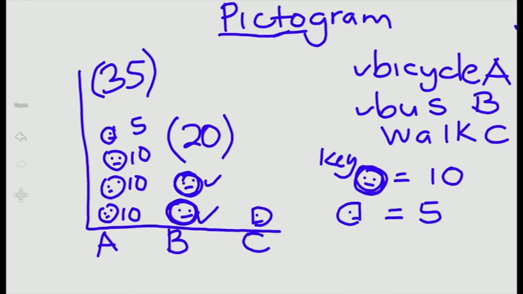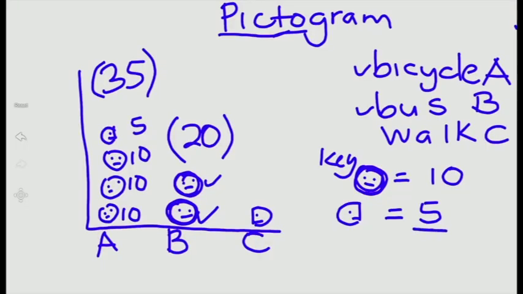Once you see half of a face, go and refer to your key. Keep using the key, because the key is giving you a clue of the number that is being represented by that particular symbol. So half a face is represented by the number 5. So let me ask you, how many pupils walk to school? There are 5 pupils that walk to school.